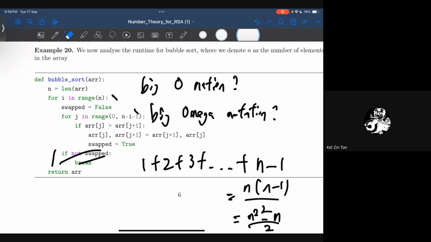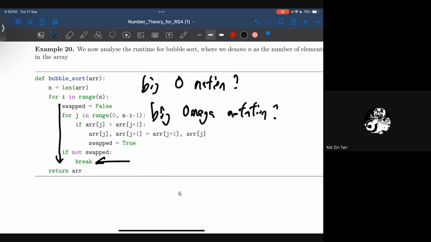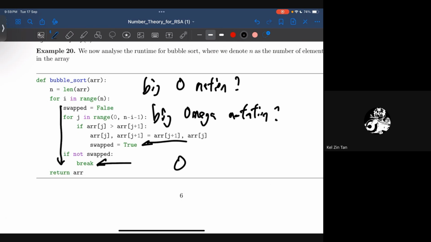Yes, the best case is n. Why is it n? Suppose that the array is already sorted. If the array is already sorted, then one pass of this will be done because we break out from the loop. The swap will never be changed to true, and then it will break. So for bubble sort, we have O of n squared, omega of n.